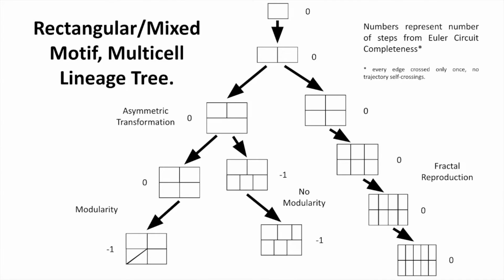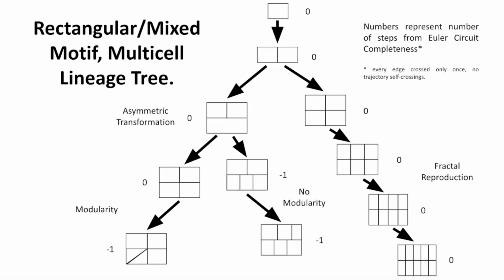And then we can do the same thing with a rectangular shape and a simple replication rule and a transformation rule. So now in this tree, we have a simple rectangle. We have a replication rule, which preserves that Euler completeness. We have another duplication rule, which preserves that Euler completeness. But an asymmetric transformation, even that actually keeps that Euler completeness. So this is actually a pretty robust shape.